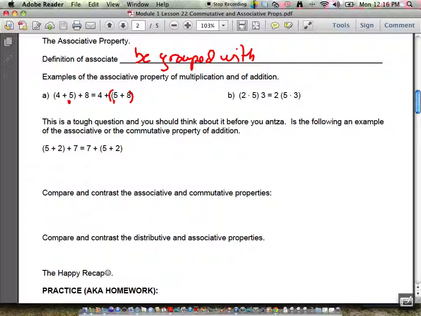Now we look over here. Is the following an example of associative or commutative? Andre? Associative. Wrong. Commutative, I meant to say. Because look, the 5 and the 2 are together. The 5 and the 2 are together. If this was the 5 with the 2, what would it have to be over here? Somebody has to go with the 7, right? Because you have to change who it's being associated with.